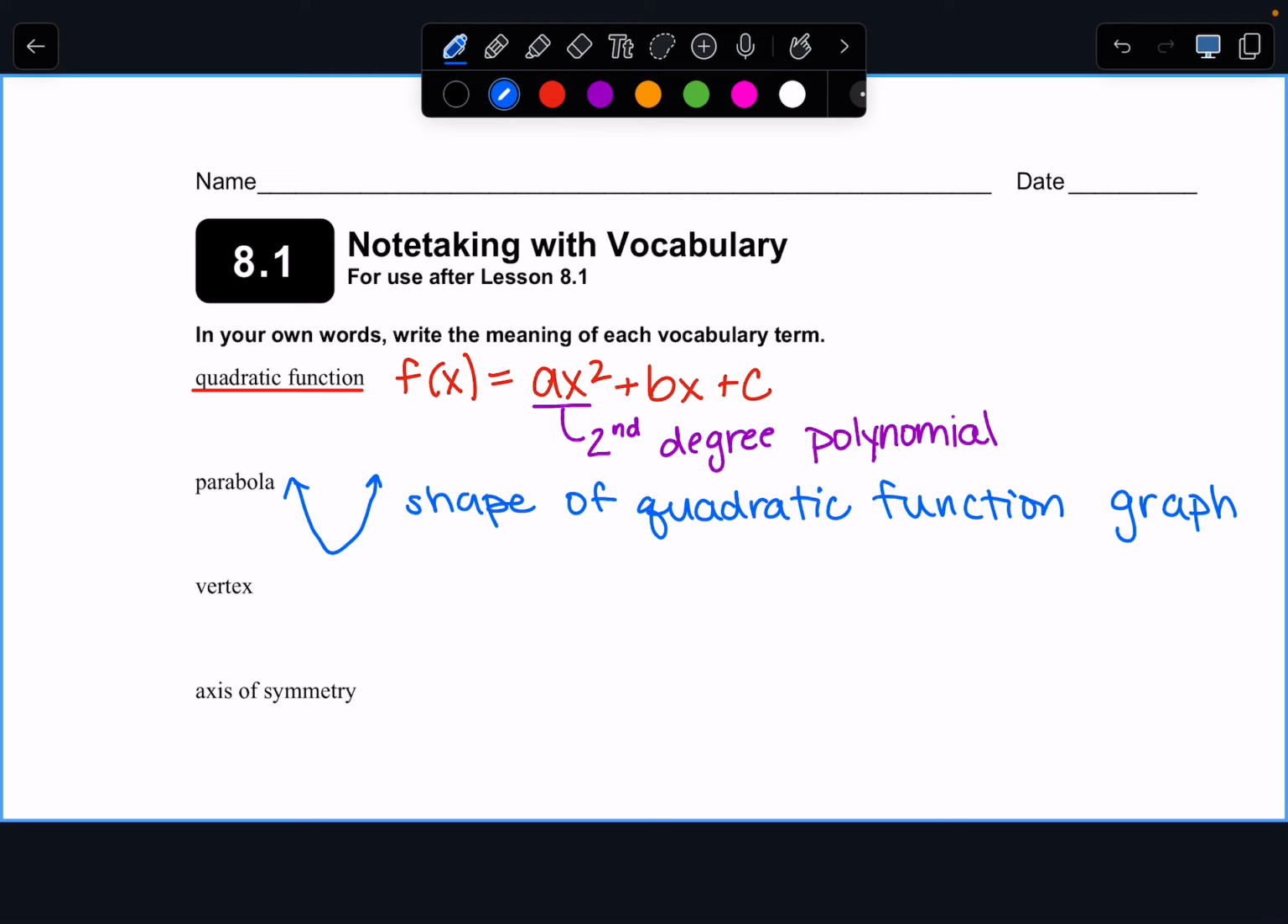Wait, is that Miss Dixon's binder? Uh-huh.